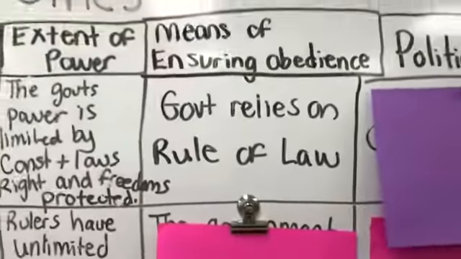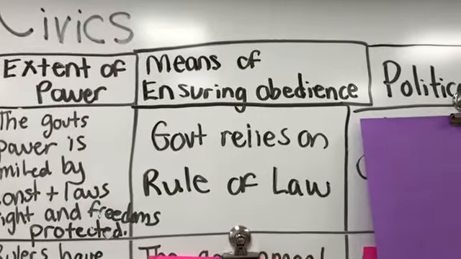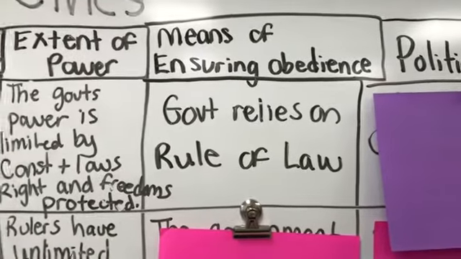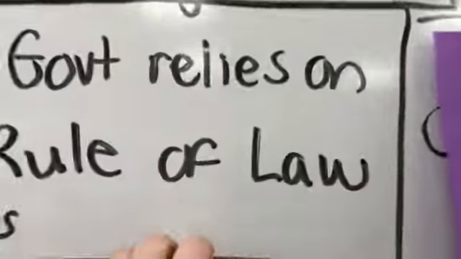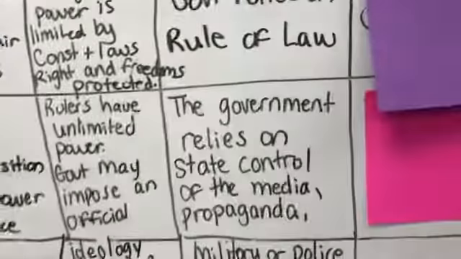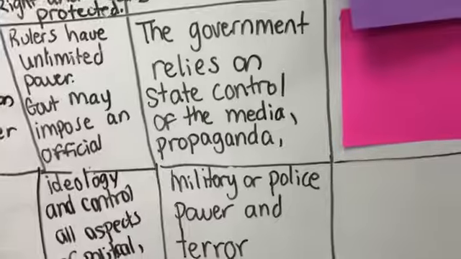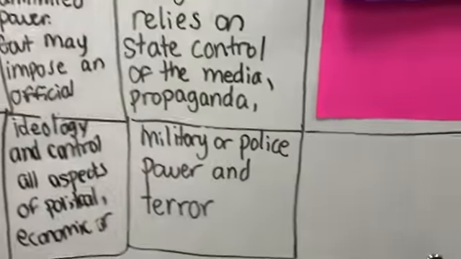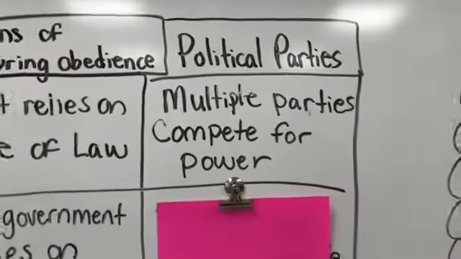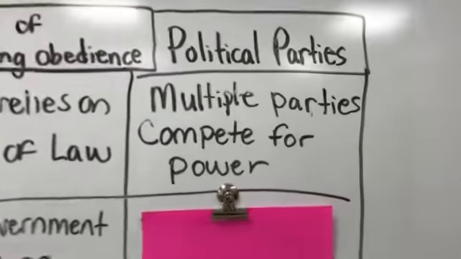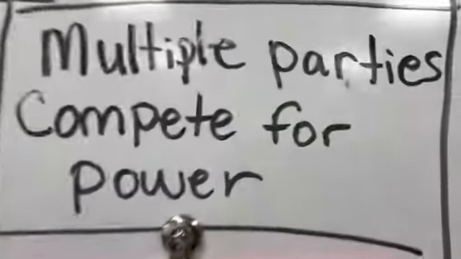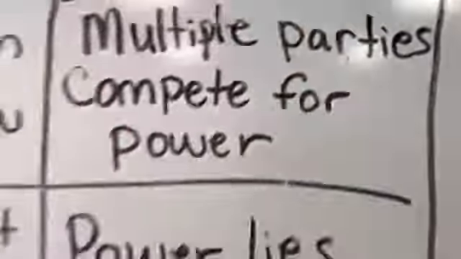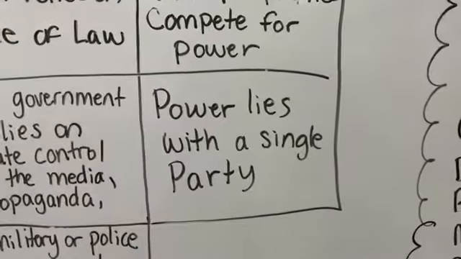Okay, next one. Means of ensuring obedience. In a democracy, the government relies on rule of law. So everyone follows the law, and no one is above the law. But in an authoritarian government, the government relies on state control of the media, propaganda, military or police power, and terror. And then our last criteria is political parties. In a democracy, you usually have multiple parties and they compete for power. But in an authoritarian government, power lies with a single party.